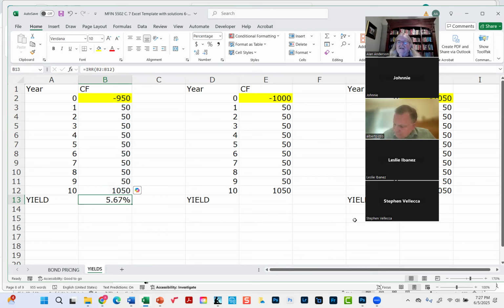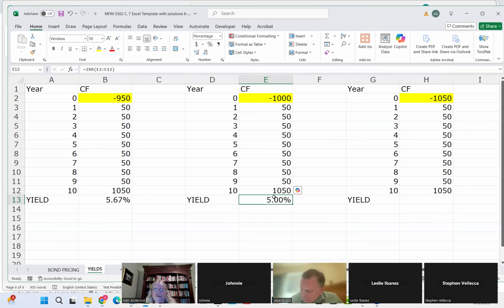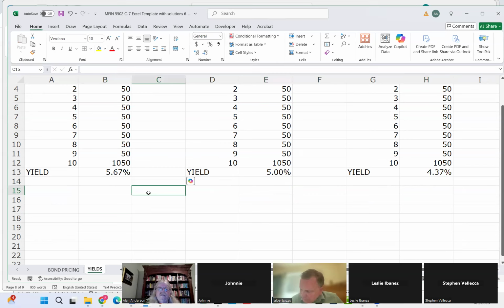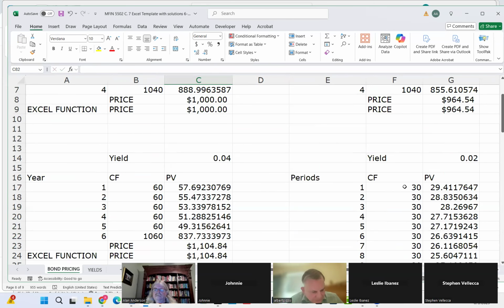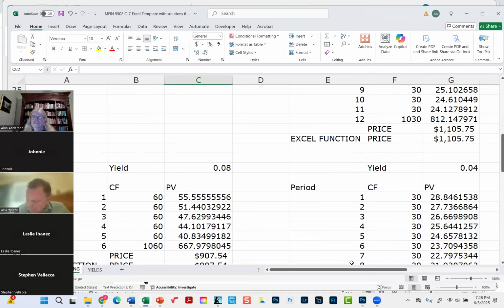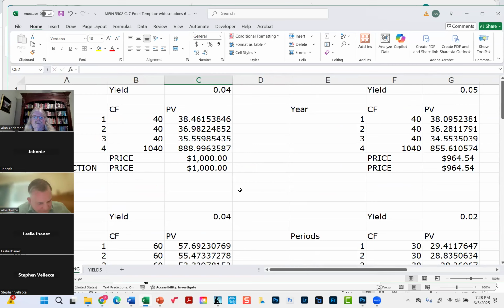Now, here's the great thing about this. Because all the cash flows are set up the same way, I don't even have to type this thing more than once. I can literally just copy this and paste it over here. And I'll do the same thing for the last one. And then we're going to create another chart. And so once again, I just want to make sure I'm being consistent with this one.